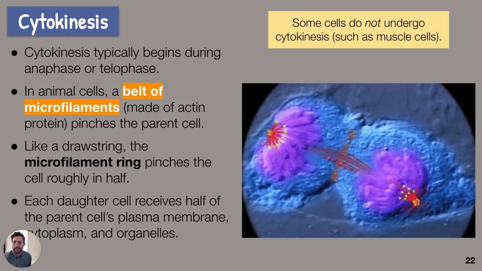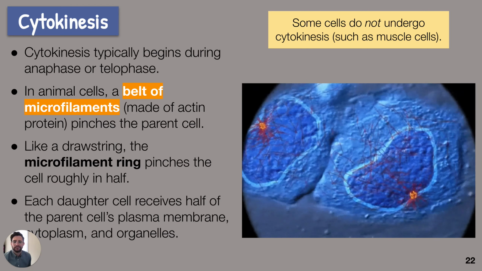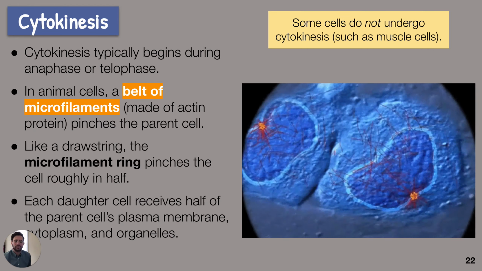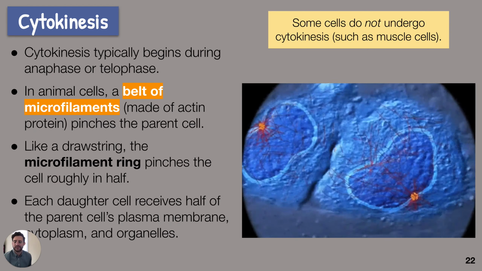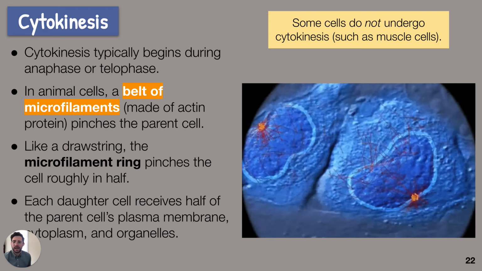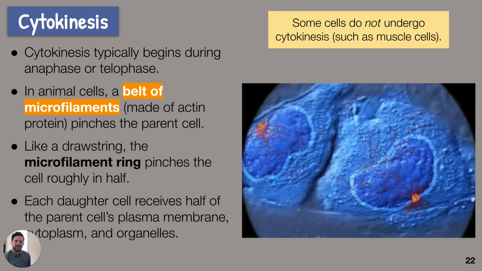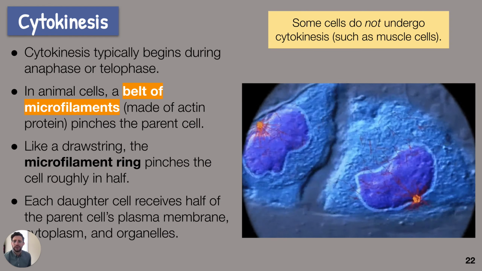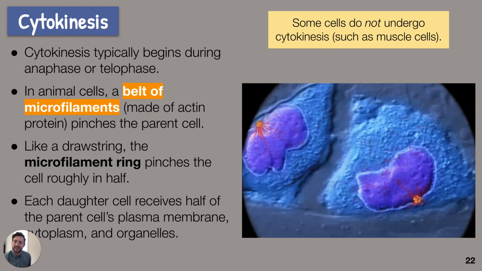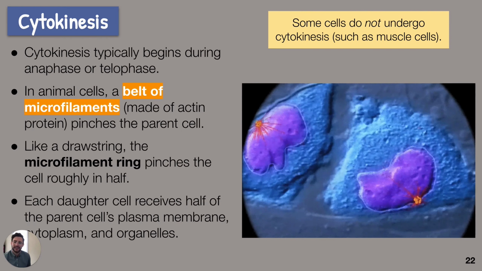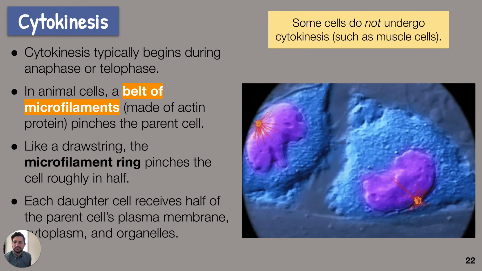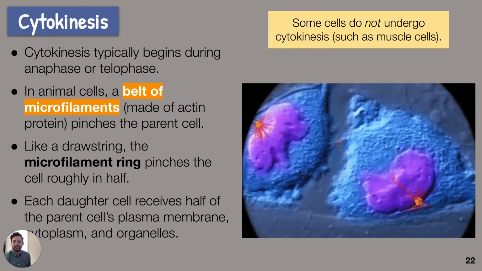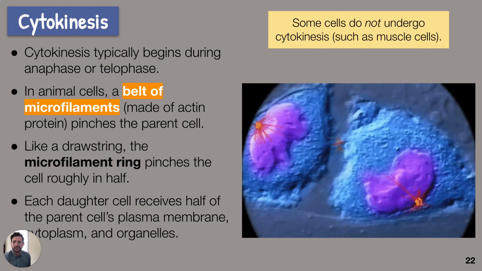the chloroplasts, and so forth and so on. And we will be able to form two separate daughter cells that can both function on their own. Some cells don't undergo cytokinesis. Muscle cells, for example, do complete mitosis, but they don't do cytokinesis, meaning the cells contain multiple nuclei inside one cytoplasm. And those are called multinucleated cells.